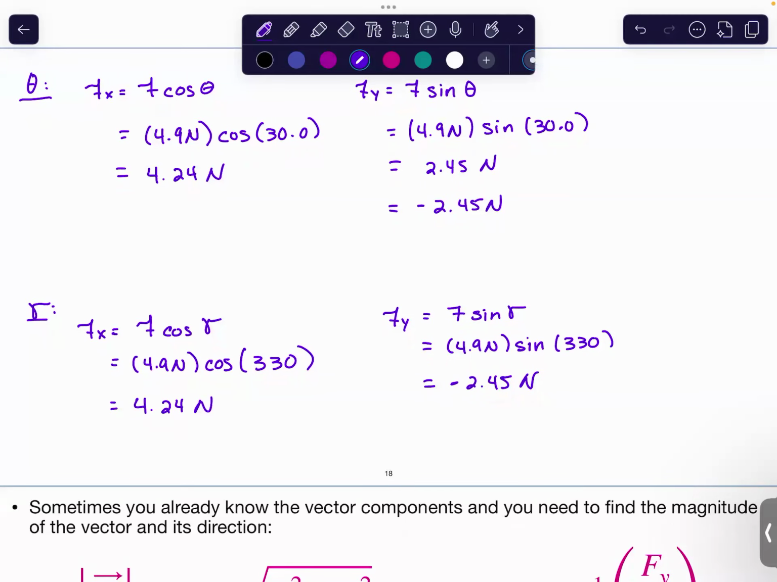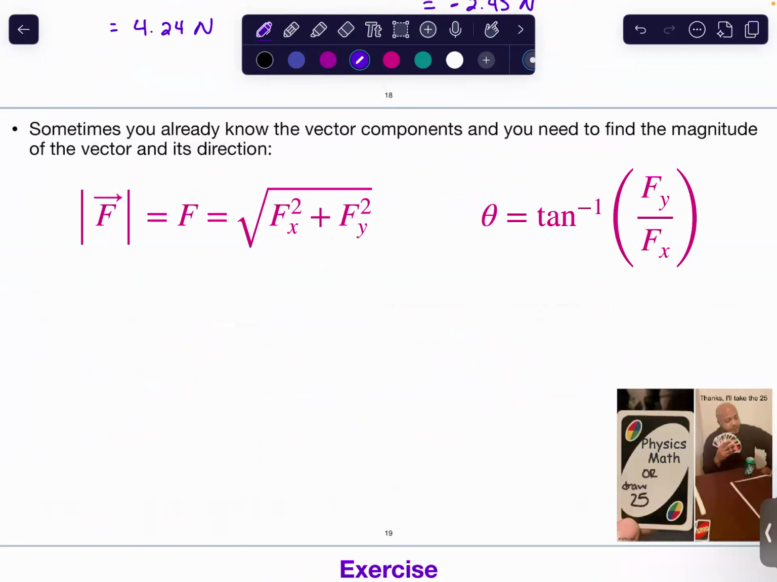Now, I'm gonna go backwards. Sometimes you already know your vector components and you need to find either the magnitude of the vector or you need to find its direction. So these are going to be your formulas here. If you remember these formulas for direction and magnitude, you're going to be fine. Let's think about where they come from.